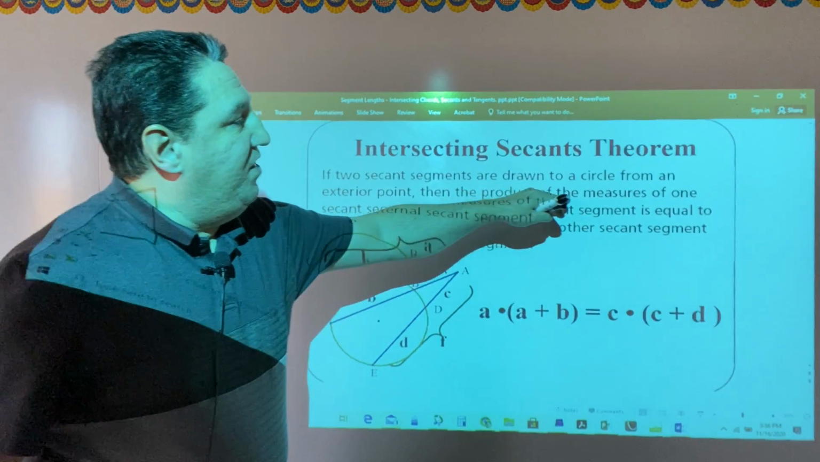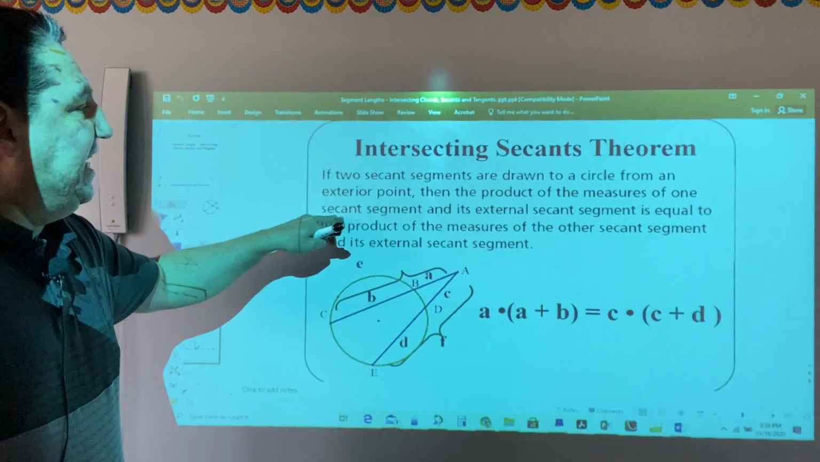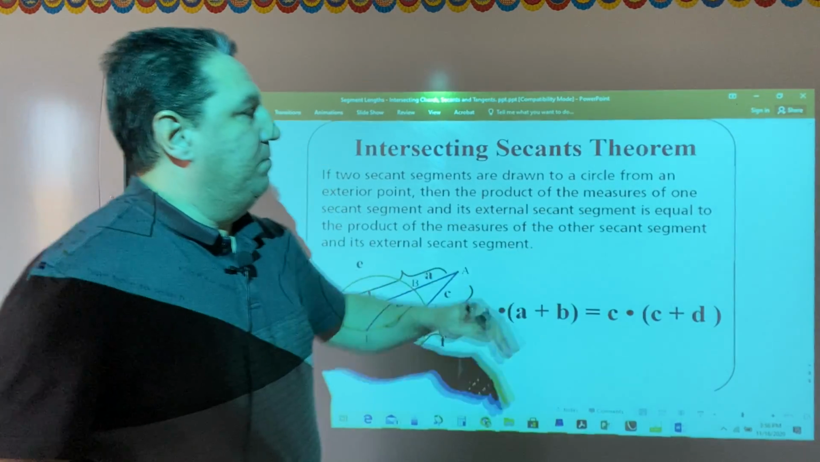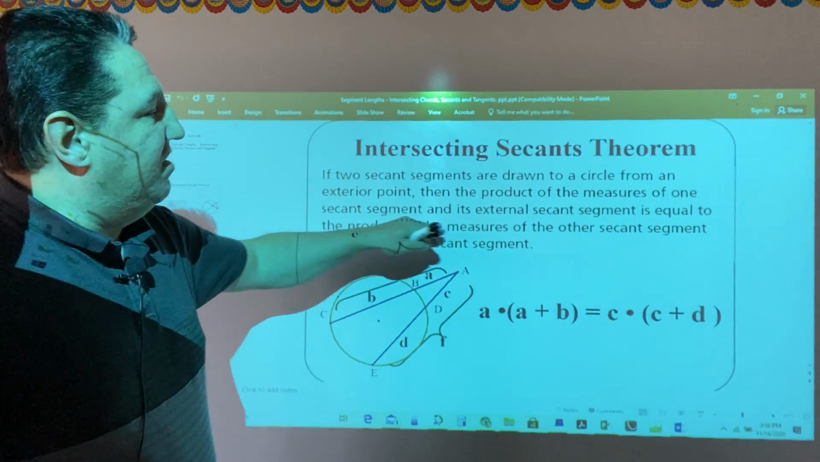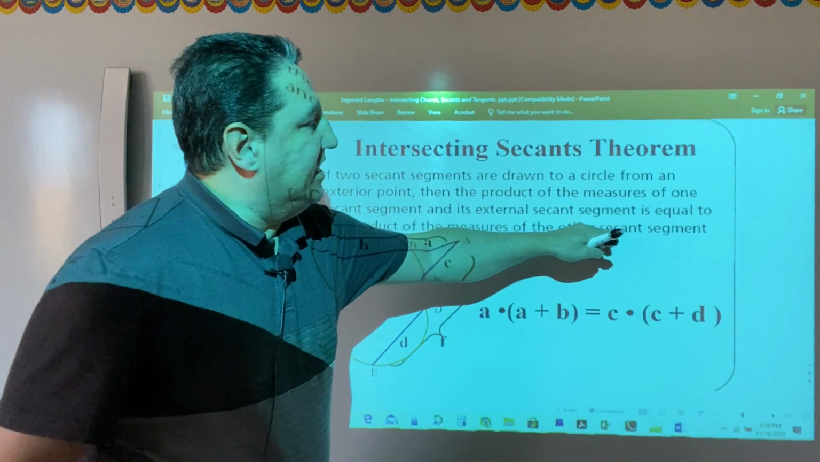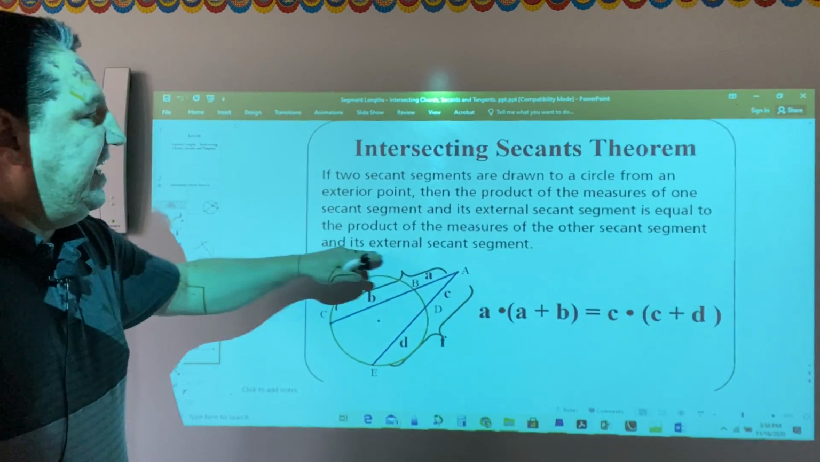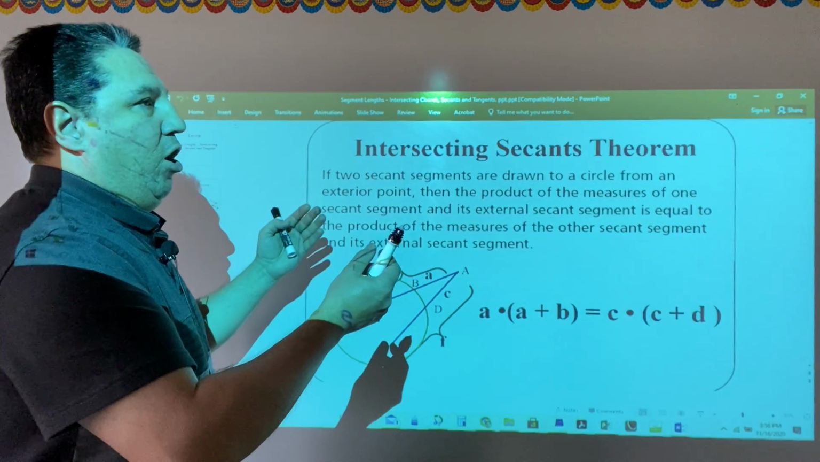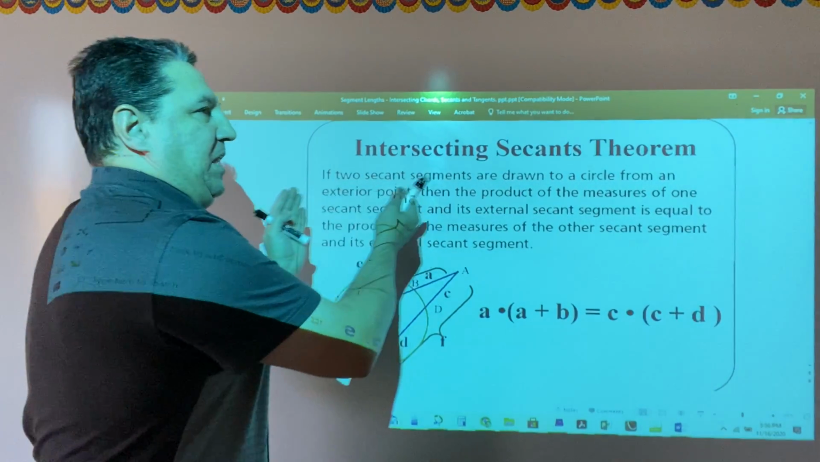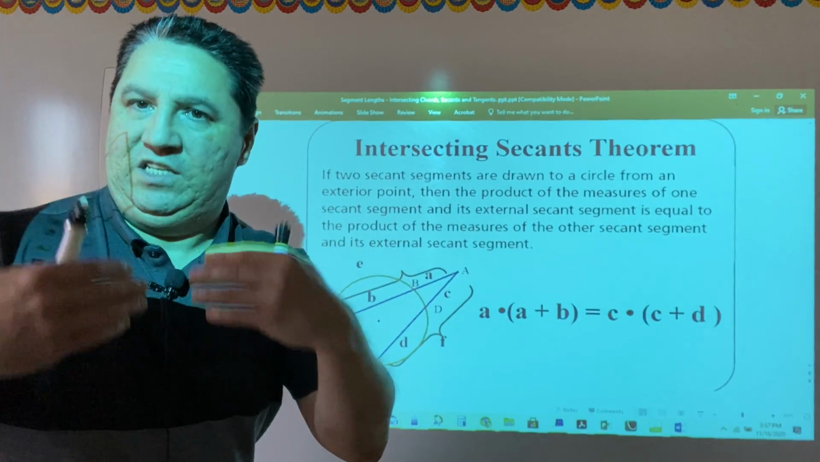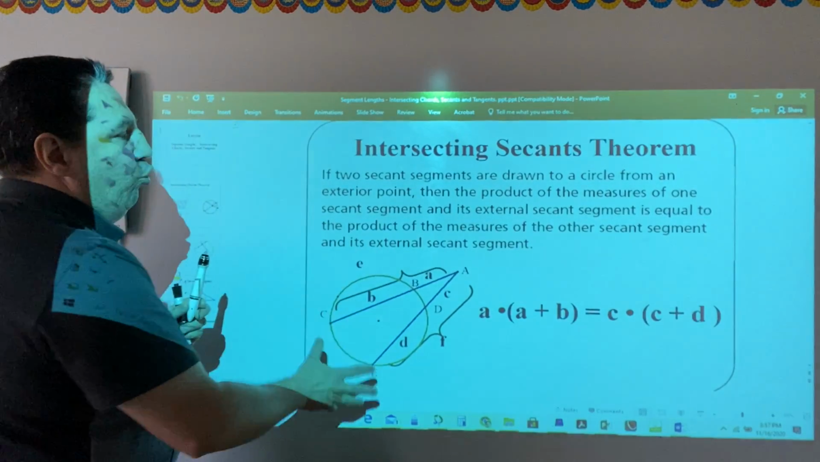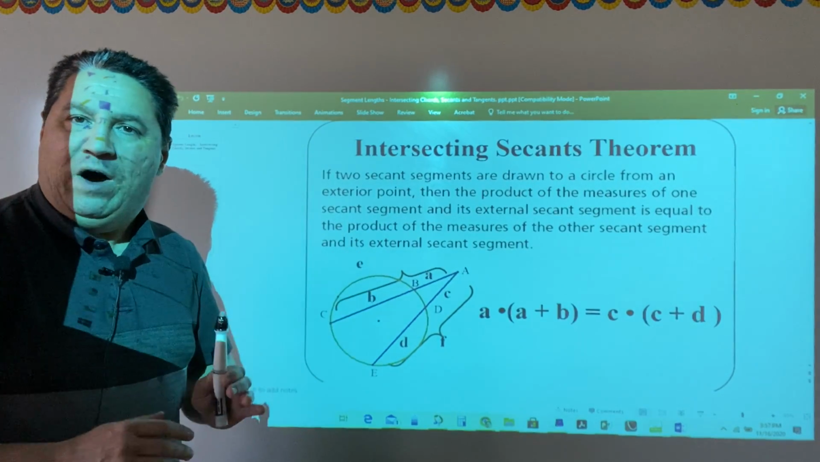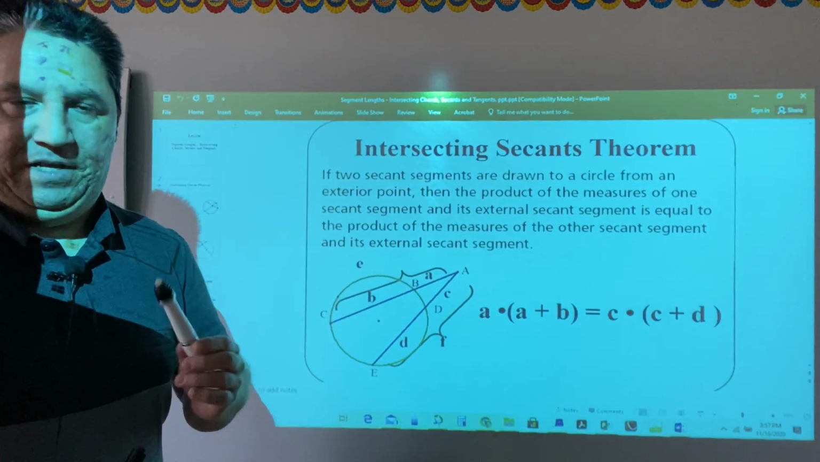the product of the measures of one secant segment and its external secant segment is equal to the product of the measures of the other secant segment and its external secant segment. Probably this statement is hard to understand. But if you look at the given picture, we will be able to understand much better.